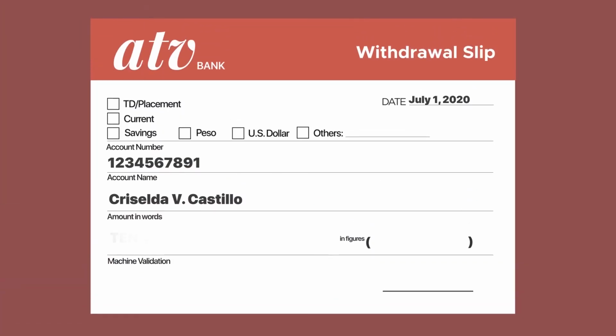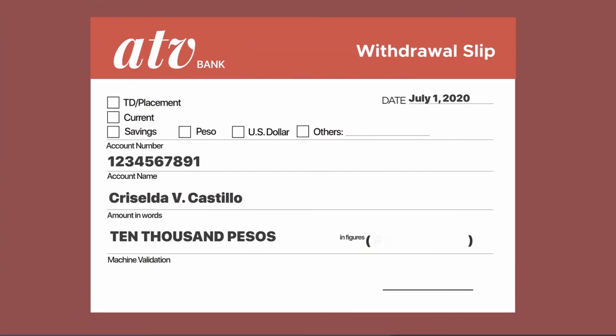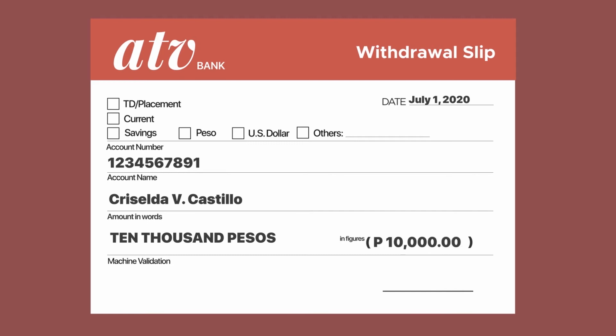Now, how about the words 10,000 pesos? Where in the form do we put them? Good. We put them on the line under amount in words. What about the figures 10,000 pesos? You got it right. We put the figures 10,000 pesos on the line under amount in figures.